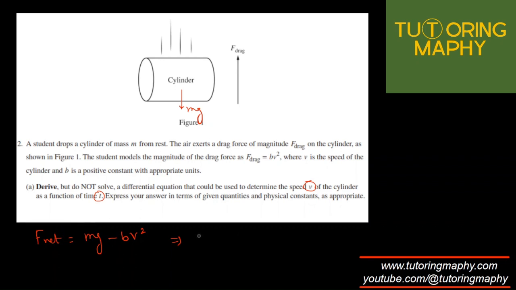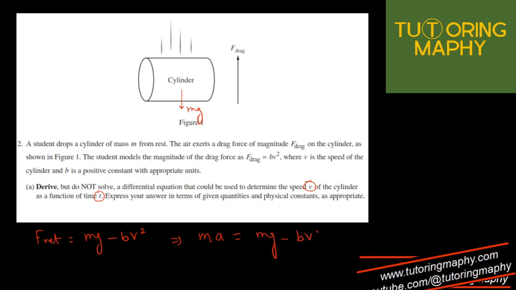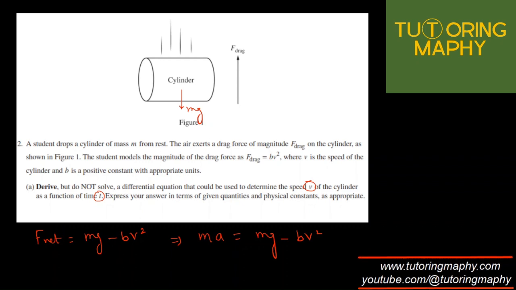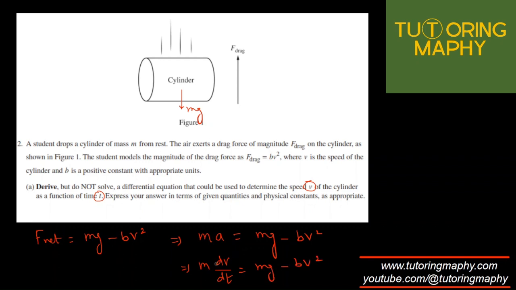I think that's pretty straightforward, right? Because I know that F net is ma. So ma is going to be mg minus bv squared, where b is a constant, of course. What we really need to do at this point is replace the acceleration with dv over dt. So m dv over dt is equal to mg minus bv squared. And I think this is the differential equation, right? If you want, we can isolate dv over dt by dividing both sides by m. So it will be g minus bv squared over m.